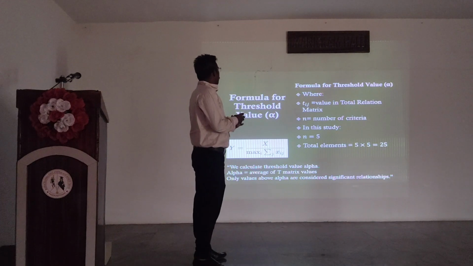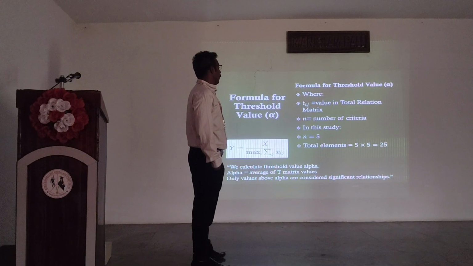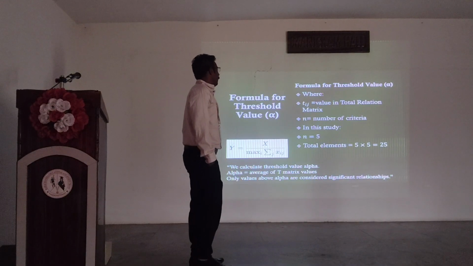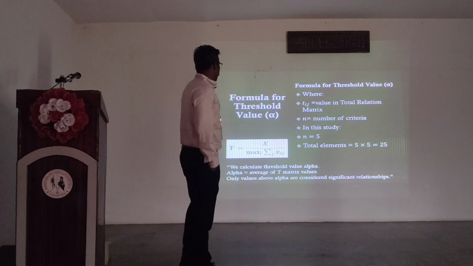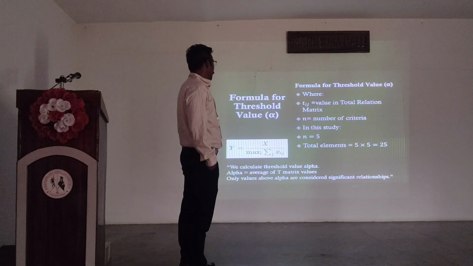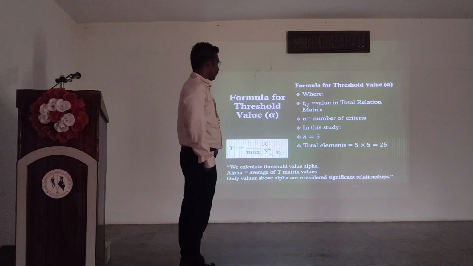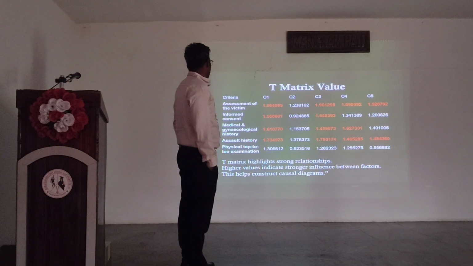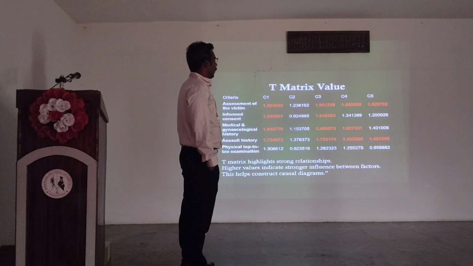This is the formula for the threshold value, where Tij is a value of the total relation matrix and n is the number of criteria. In the study there are 5 criteria, so total elements are 5 times 5, which is 25. We calculate the threshold value alpha, the average of the T matrix values. Only values above alpha are considered significant relationships. The T matrix highlights strong relationships. Higher values indicate strong influence between factors.